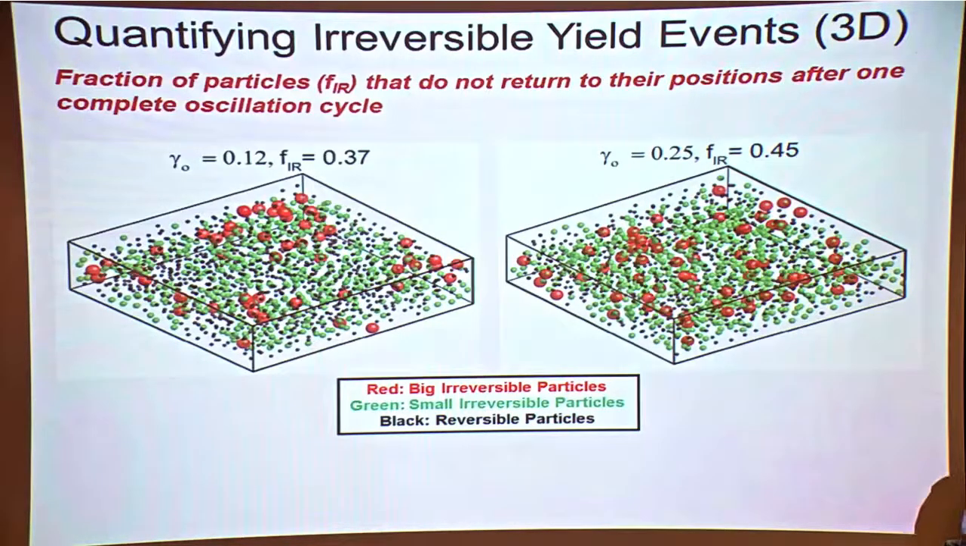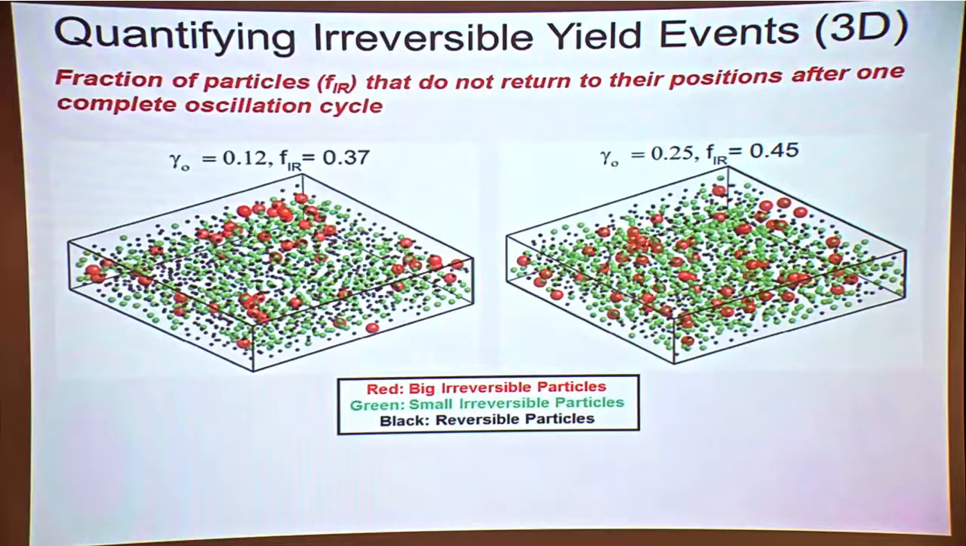So these results are now done for a 3D stack. At each gamma naught, we do a number of cycles, and at each cycle we evaluate which particles are reversible and which particles are irreversible. I'll define that quantitatively for you. And here it is showing at 0.12, this fraction is 37%. Red means big irreversible particles, green means small irreversible particles, and black is reversible particles.